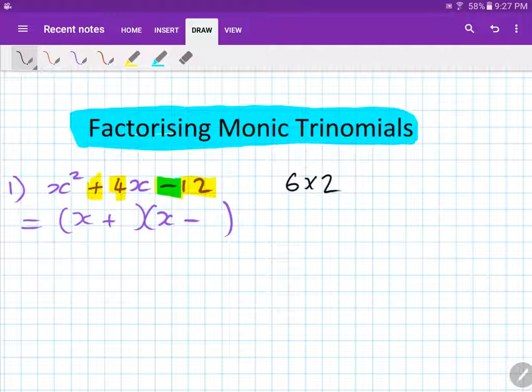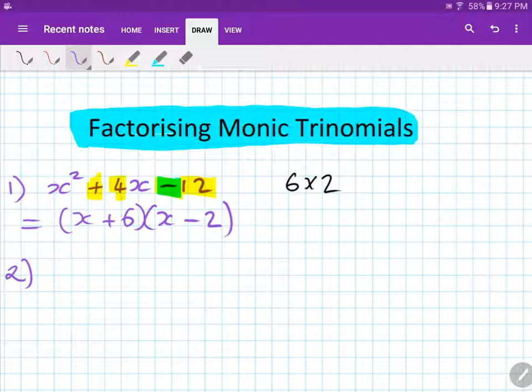Now, with this type of factorizing, you just have to be careful a little bit. Because it's positive 4, the bigger number goes on the positive side. So 6 and 2, because 6 minus 2 is 4. All right.